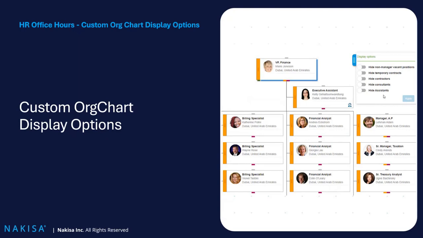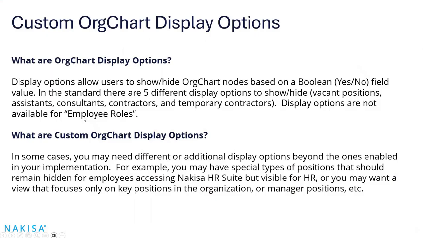Which is the custom org chart display options. Of course, what does display options mean? We'll start with that. So display options are a way for the users of Nakisa HR Suite to show or hide org chart nodes based on specific criteria. So a specific criteria could be just a Boolean yes, no field.